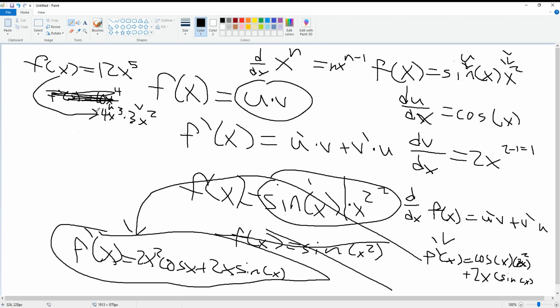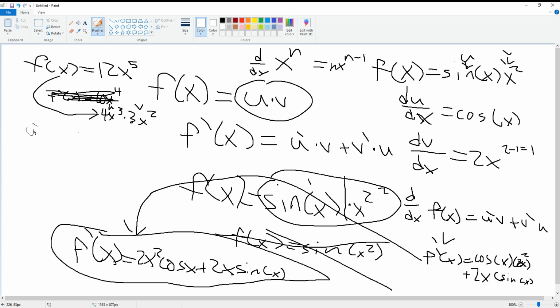So we made 4x cubed u, so that means that u prime. Why is my thing so small? Hold on. Sorry, I don't know what happened. Okay. So while I try to figure this out, I'll explain.